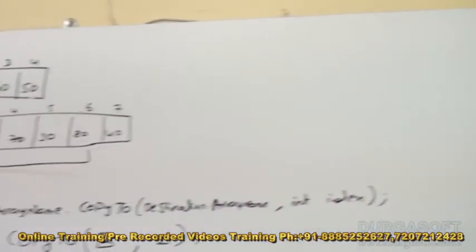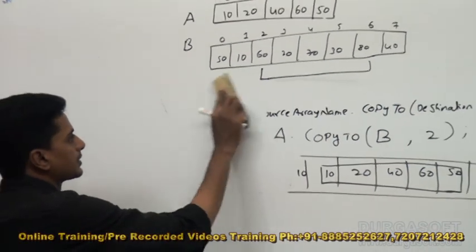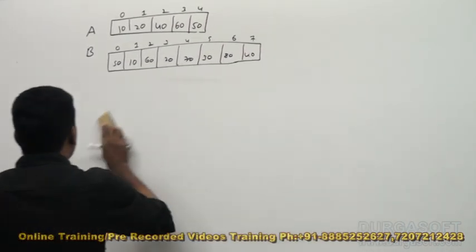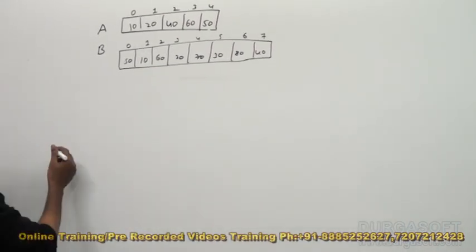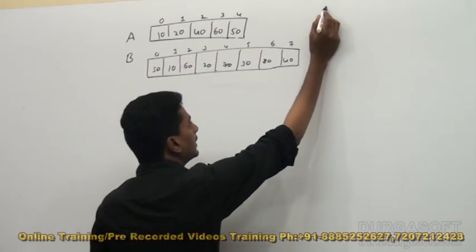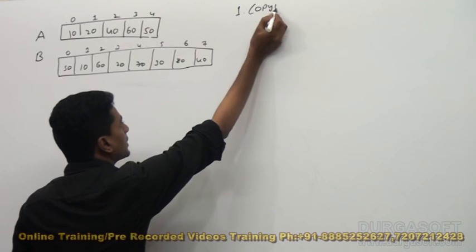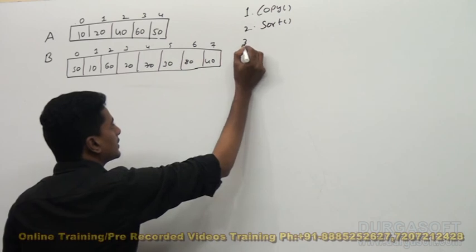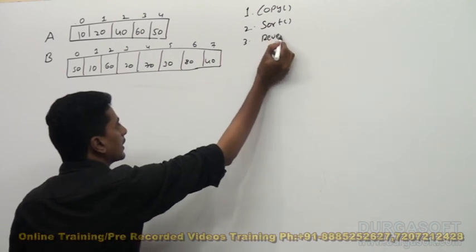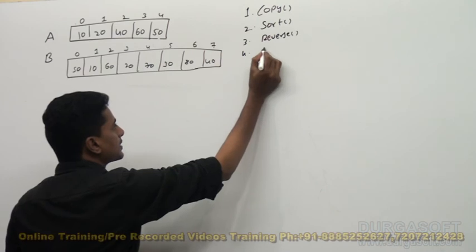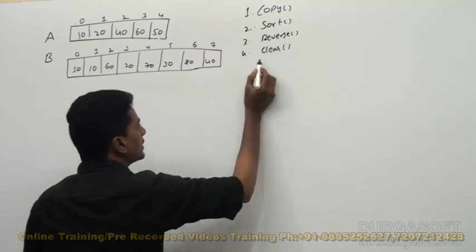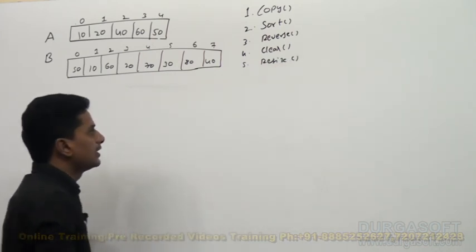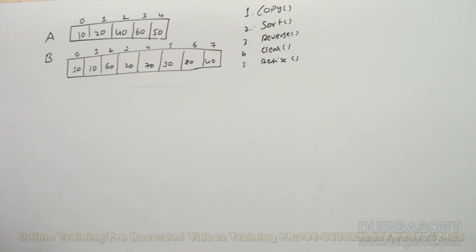Let's discuss the array class methods. The Array class has methods that I will list out here. The first method is Copy, the second is Sort, the third is Reverse, the fourth is Clear. The fifth one, which we already discussed with dynamic arrays, is the Resize method. The Resize method is used to change the array size at runtime.